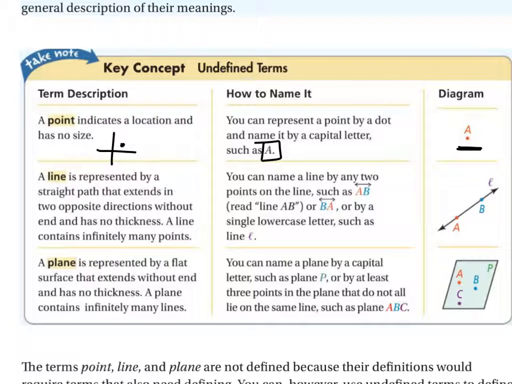Next is a line. Now, a line is a collection of points. Okay? It's a collection of points in a straight path. They say a line is represented by a straight path that extends in two opposite directions without end and has no thickness. Now, it has no thickness because points have no size, right? So points have no size. So we are thinking about a collection of points going in a straight path forever.